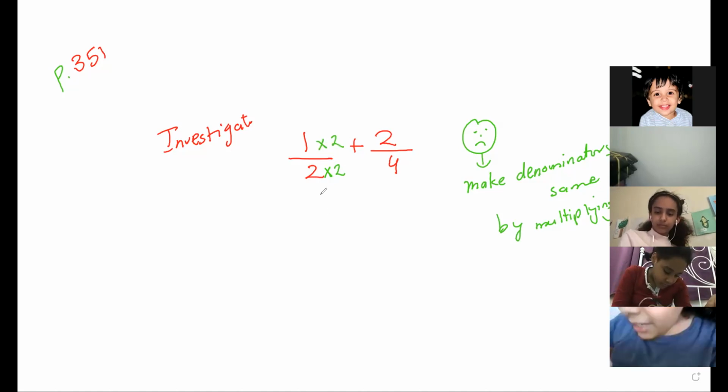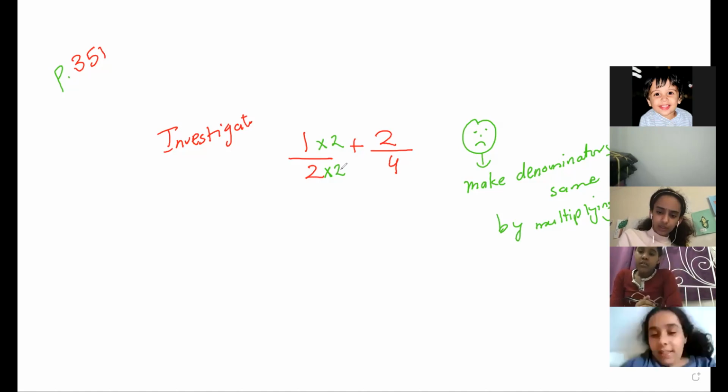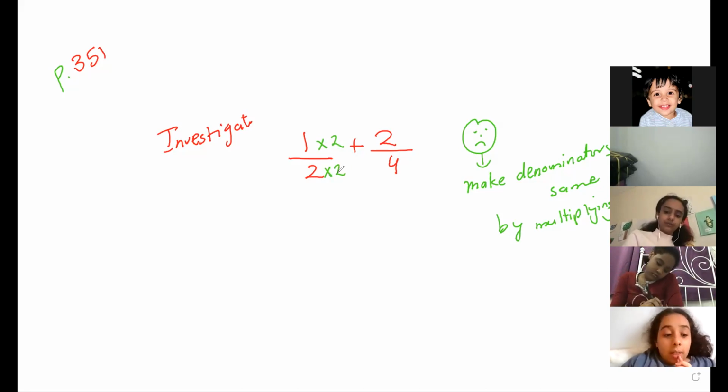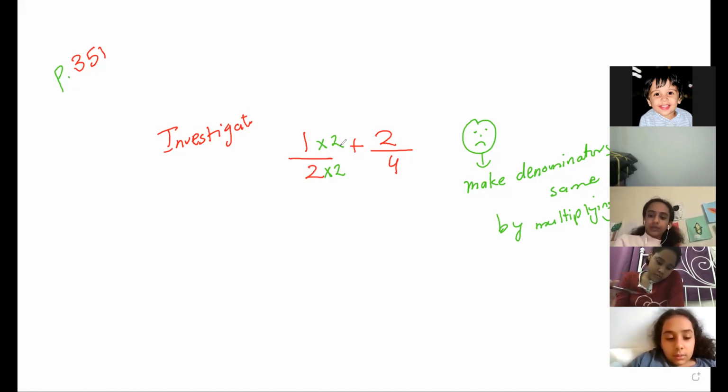Now remember girls, whatever you multiply in the denominator, Leanne Files, please concentrate. When you multiply 2 in the denominator, you must multiply 2 in the numerator. This is a must. Do you see this green color? That's why I make it with green, so that you remember that they both have to be multiplied with the same number.